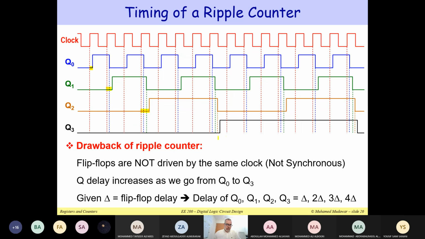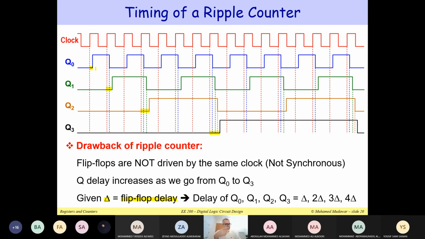And finally, this is Q2, and the Q3 is delayed by 4 delta. So we start with delta, then 2 delta, 3 delta, 4 delta. So here, delta is the flip-flop delay. That's the delay inside the flip-flop from the edge of the clock until we change the output of the flip-flop. So notice how this is going to increase in the case of the ripple counter.